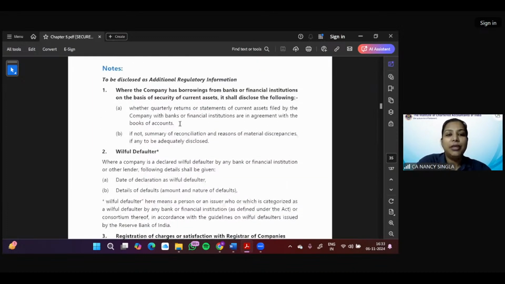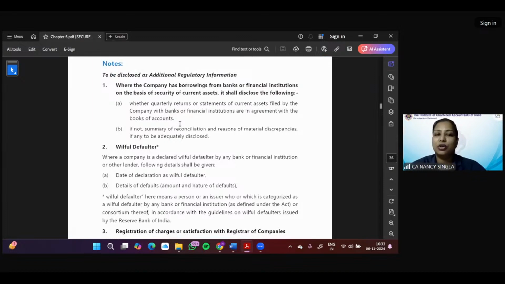So where the company has any borrowings from banks or financial institutions on the basis of security of current assets, for example, the stock, inventory, or the debtors, the company will disclose that. Whenever such working capital limits are availed, or loans are taken on the security of current assets or stocks, the company is required to give quarterly statements to the banks, whereby the stock statements or the debtor statements are given on a quarterly basis.